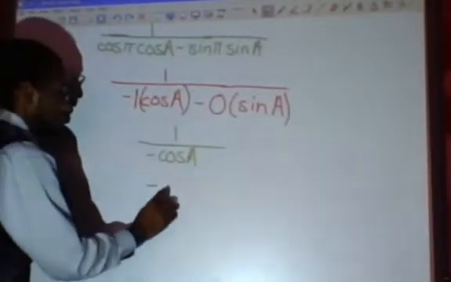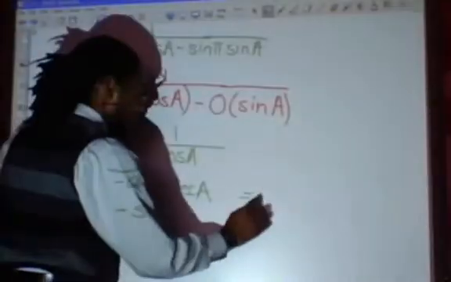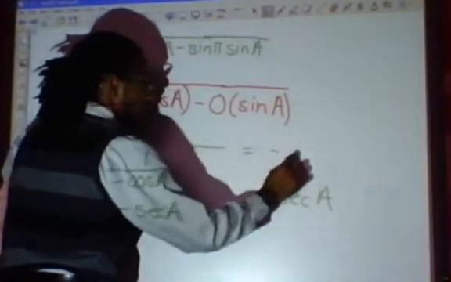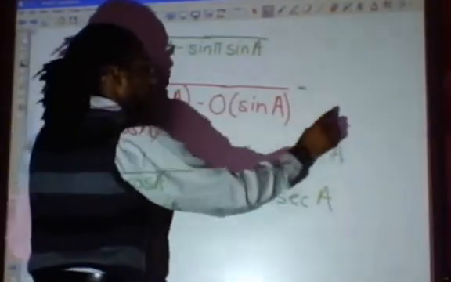Using our reciprocal identity, that is a negative secant a. And that's exactly what we're looking for. A negative secant a. That's it. That was very simple and easy. As you know, in class, it's not always that simple and easy.